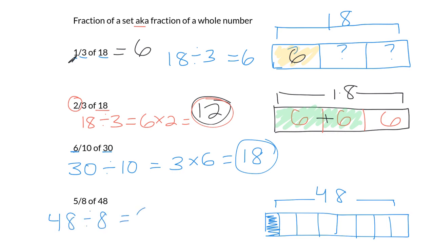And that equals 6. So if each one of these pieces is 6, and we have, let's see, we have 5 of them. I'm saying that because I'm looking at my numerator. You have 6, 6, 6, 6, 6. So instead of doing this repeated addition, I would much rather multiply 6 times 5 equals 30. So 5/8 of 48 equals 30.